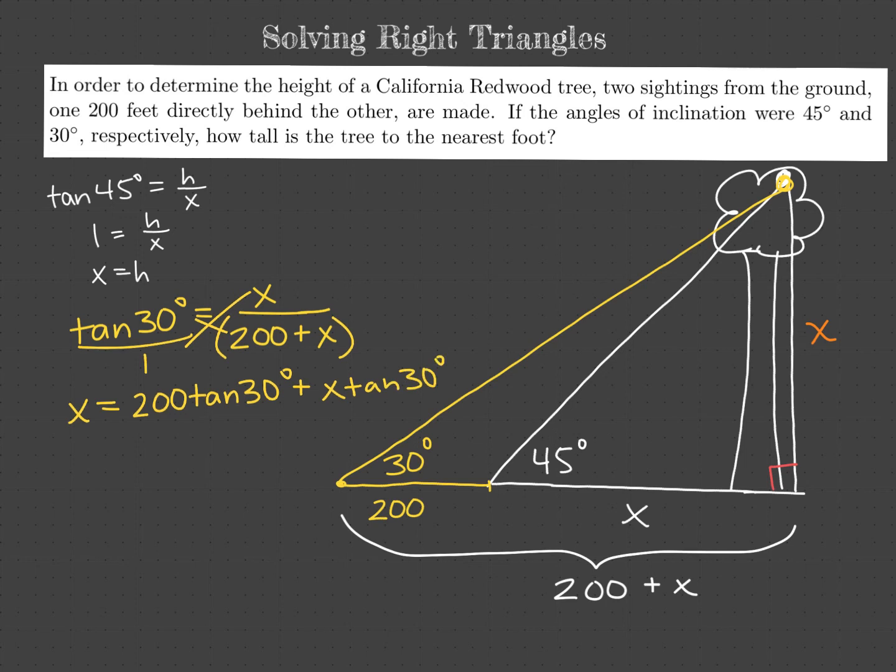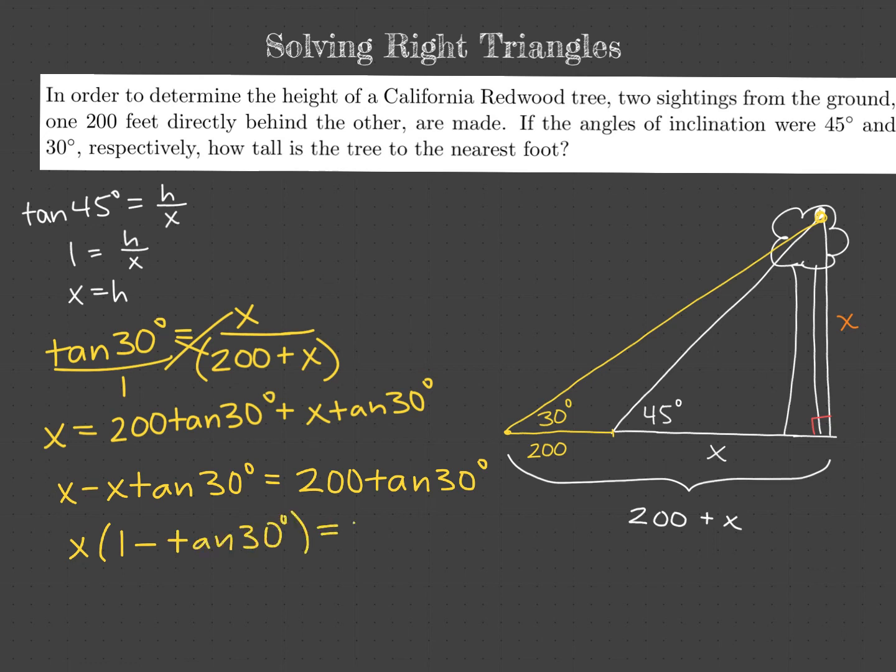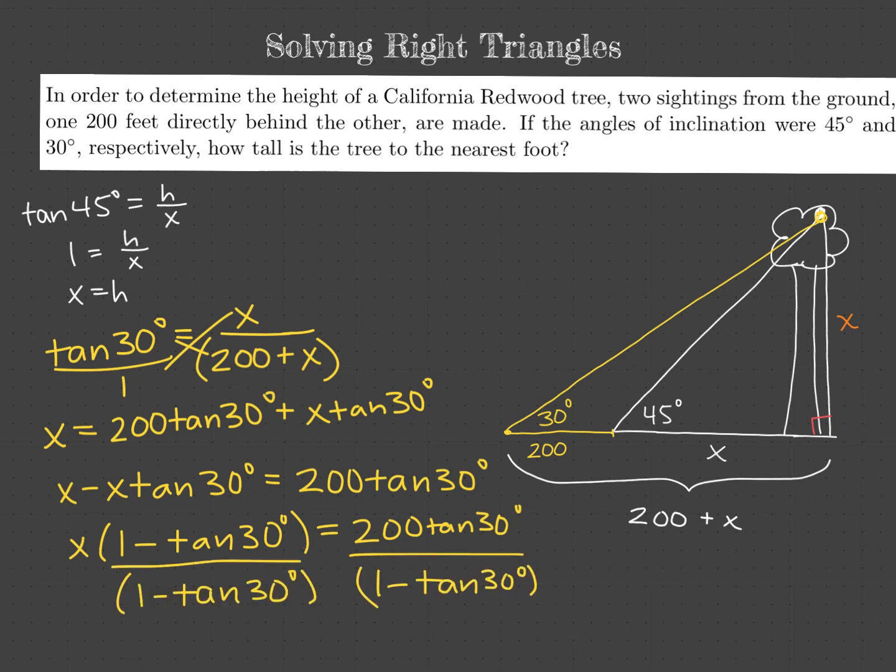Then we want to get all of our terms with x on the same side so we can factor it out and solve for it. We'll do this by subtracting x tan 30 from both sides. Now, all of our terms with x are on the left-hand side. We can factor the x out, so we're left with x times 1 minus tan 30 equals 200 tan 30. From this point, we can divide both sides by 1 minus tan 30. Now, when you do this in your calculator, you do need to make sure that when you're dividing by more than one term here, it definitely needs to be in parentheses. So be careful and check to see that you get the same solution.